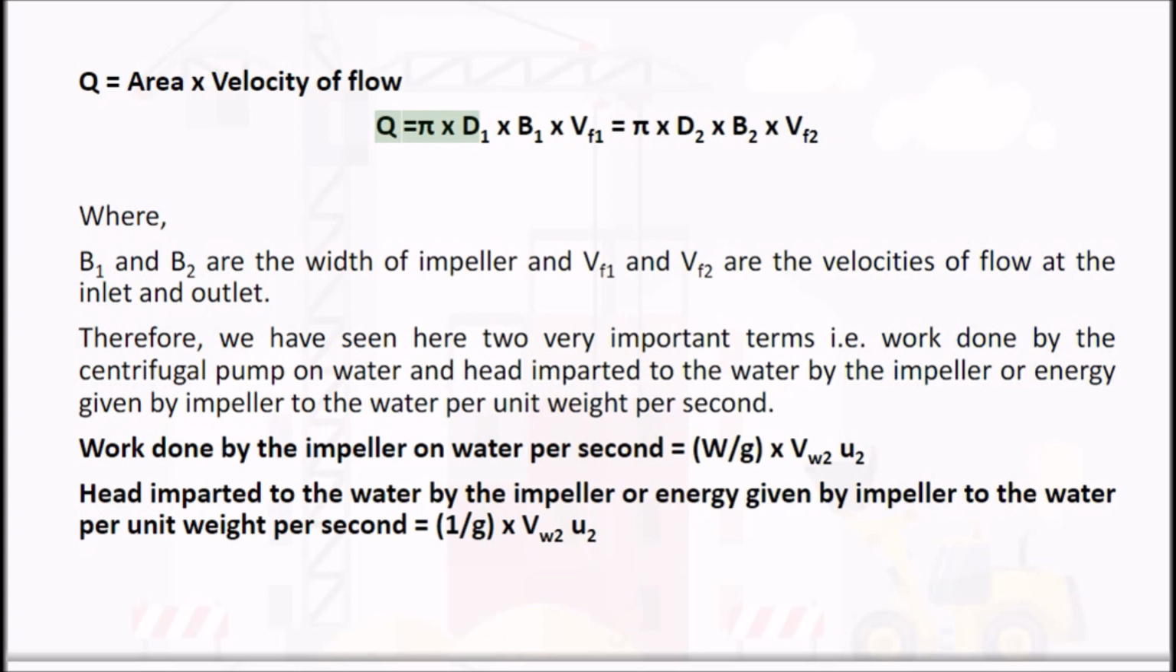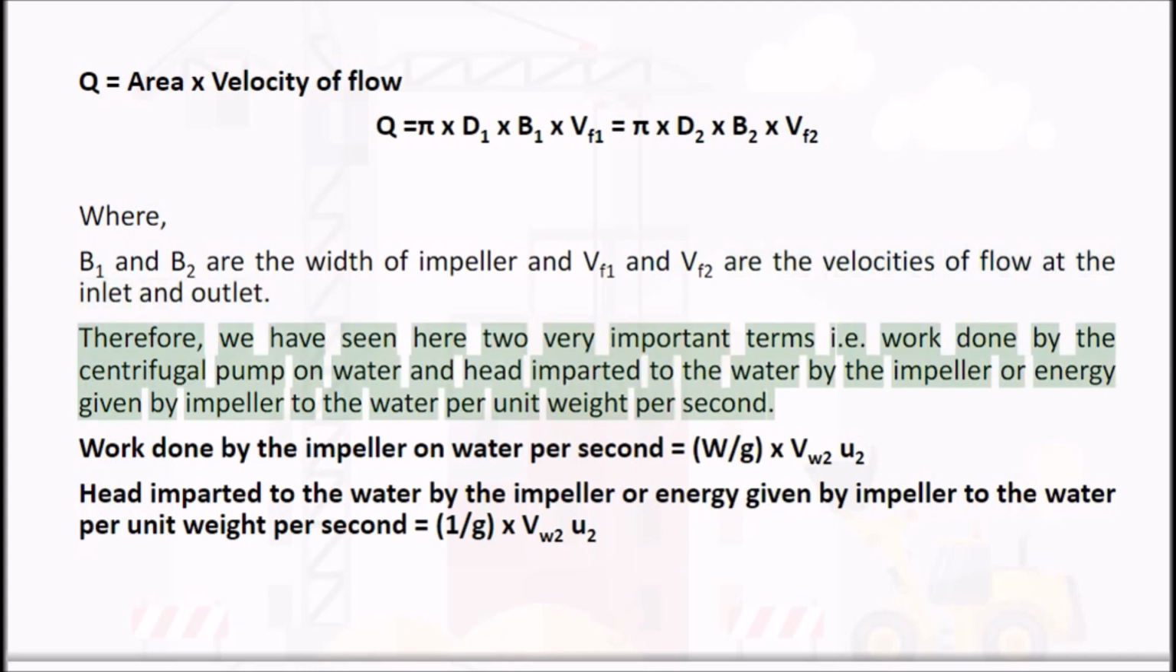Q equals pi x D1 x B1 x V_f1 equals pi x D2 x B2 x V_f2, where B1 and B2 are the width of impeller and V_f1 and V_f2 are the velocities of flow at the inlet and outlet.